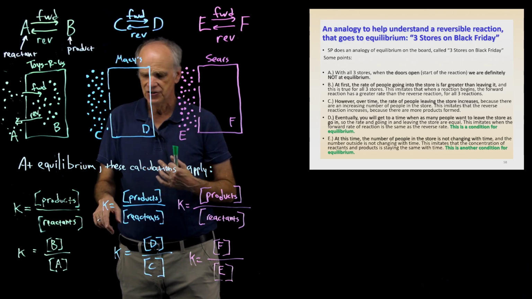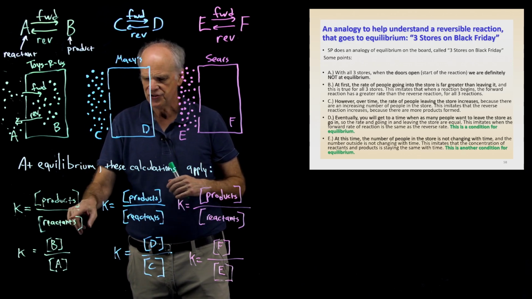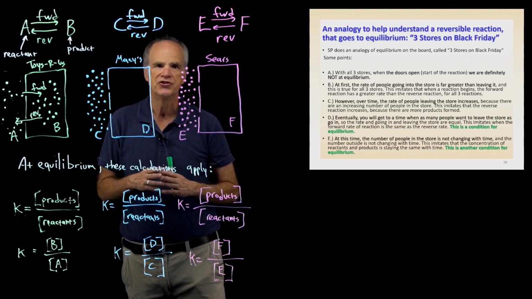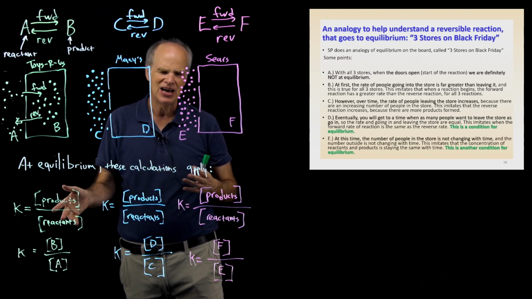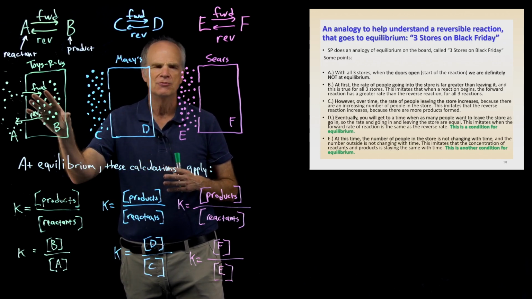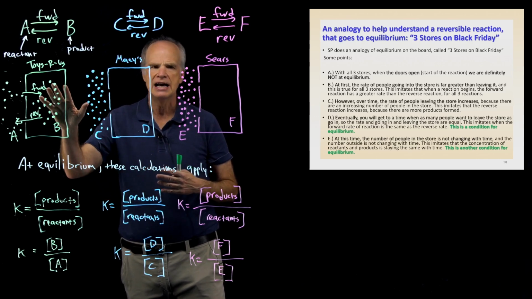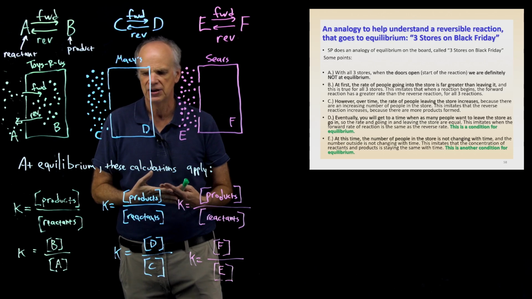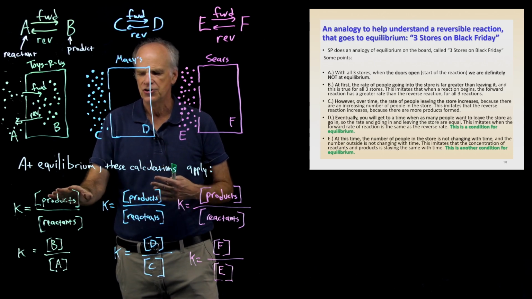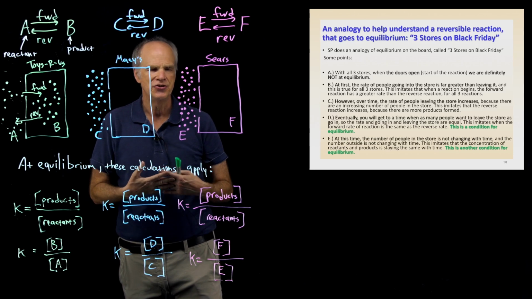Now, one of the things I want you to notice is that we have brackets here in front of these words. What the brackets mean is that we're really not exactly referring to the number of molecules in and of itself. Really, we're looking at the concentration of molecules. And we'll talk more about that later. But for now, we'll just say the concentration of the molecules right now for this analogy is the same as the number of molecules.